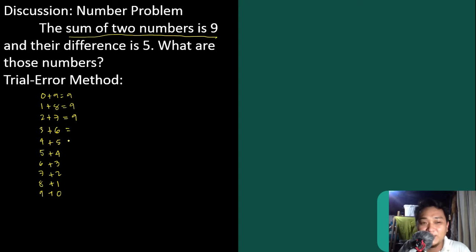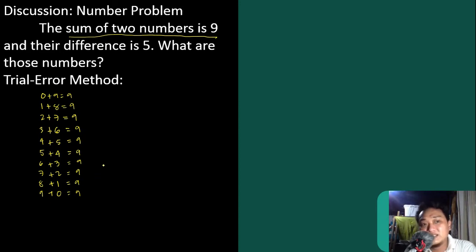Yun yung mga magkakapartner. Kung sa graphing method pa natin, yun yung tinatawag nating ordered pair. The ordered pairs, later on, pag pinakita natin yung graph, are 0, 9, 1, 8, 2, 7, so ganun po. Now, all of these pairs have a sum of 9. Kung titingnan nyo lang po na mabuti, they have a sum of 9, just like 8 plus 1, that is also equivalent to 9.